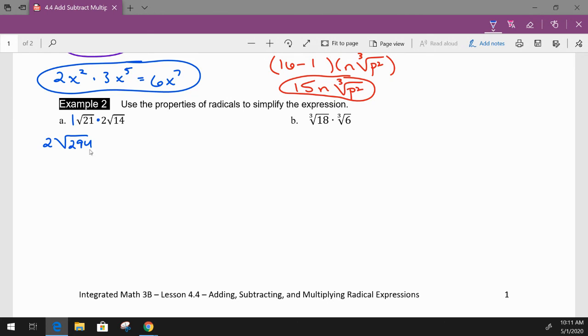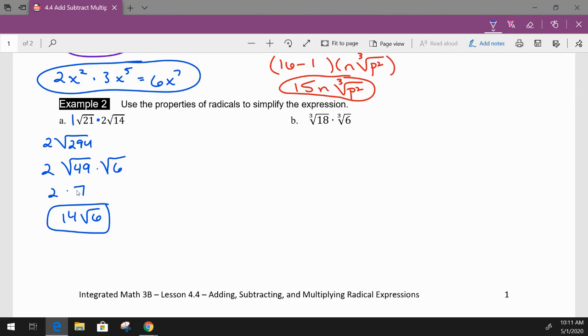But then we have to simplify this square root by finding a factor of 294 that is a perfect square. So if I go through my perfect squares, 4, 9, 16, 25, 36, the first one that is a factor of 294 is 49. So the 294 is going to factor into 49 and 6. The square root of 49 becomes 7, times 2 then is 14 square root of 6.